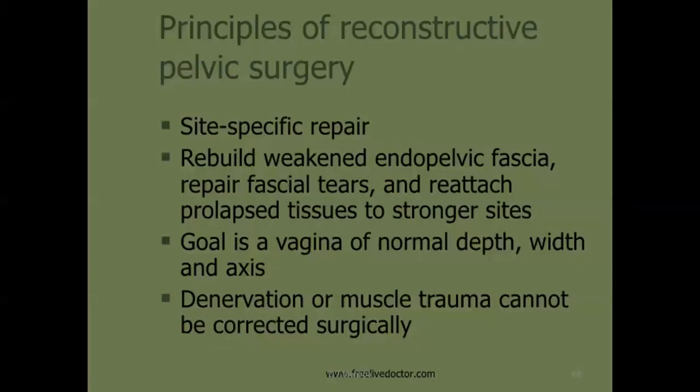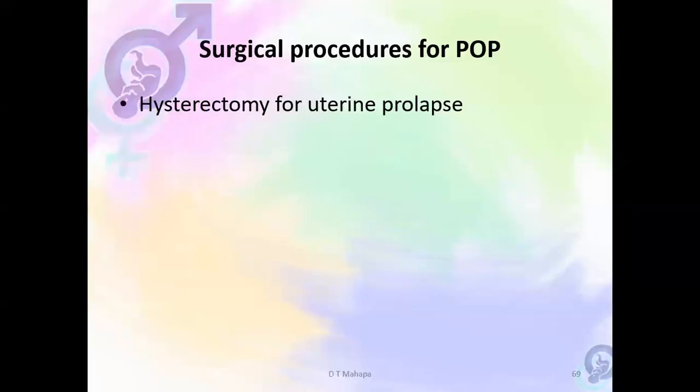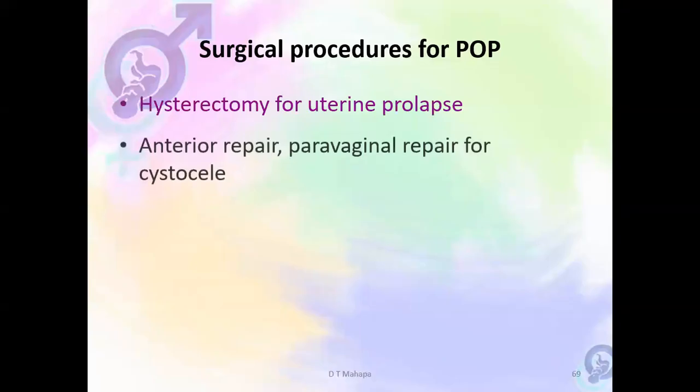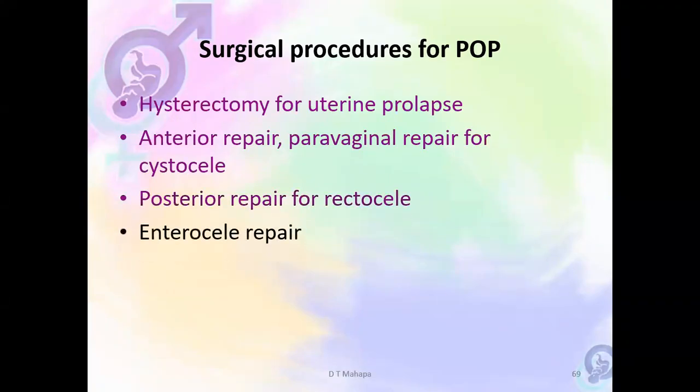And as I said, the first choice, the best choice. You must repair the damaged site only. And the goal is a vagina of the normal depth, width and axis. That's the aim of repair. The surgical repair for vaginal prolapse can be hysterectomy, or anterior repair. If there's paravaginal wall defect, you must do a paravaginal wall repair, or repair of cystocele. Rectocele will be repaired by repair of rectocele, enterocele will be repaired by repair of enterocele.